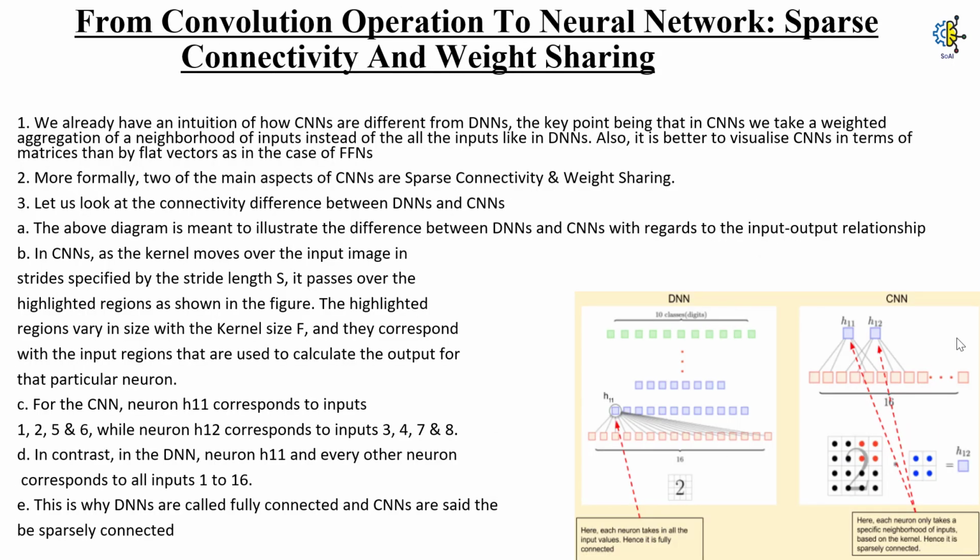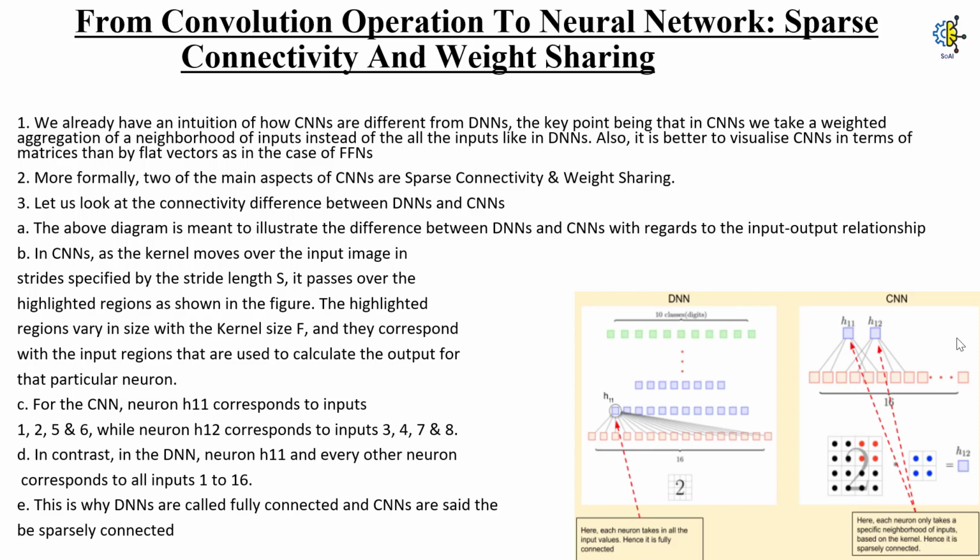Sparse connectivity and weight sharing. We already have an intuition of how CNNs are different from DNNs. The key point being that in CNNs we take a weighted aggregation of a neighborhood of inputs instead of all the inputs like in DNNs. Also, it is better to visualize CNNs in terms of matrices than by flat vectors as in the case of FFNs. More formally, two of the main aspects of CNNs are sparse connectivity and weight sharing.